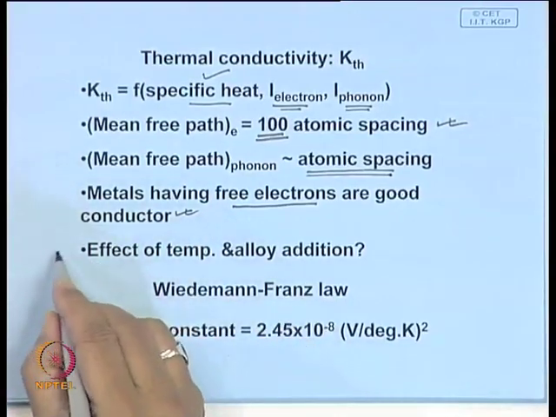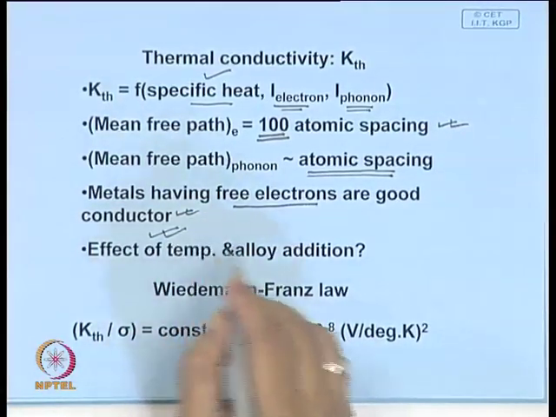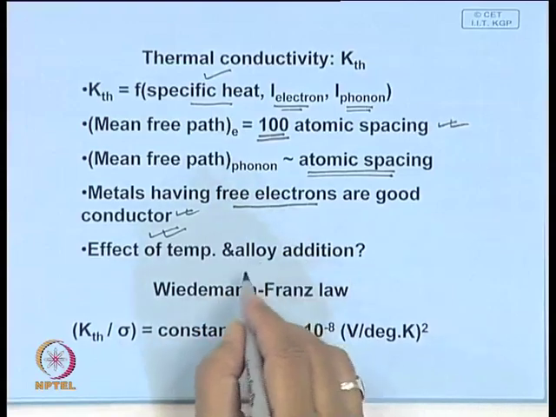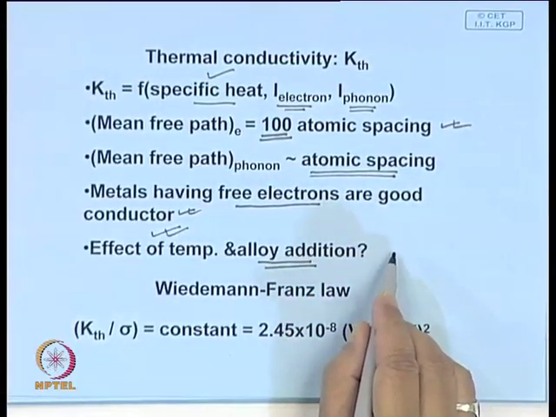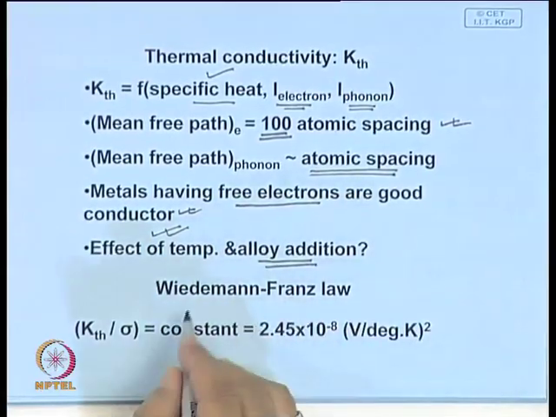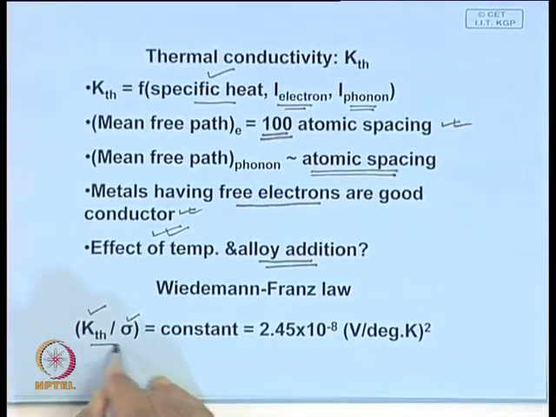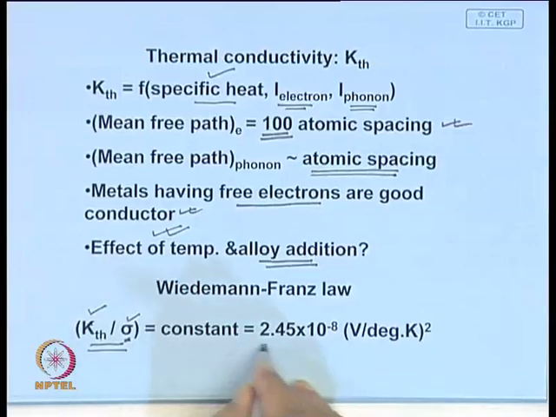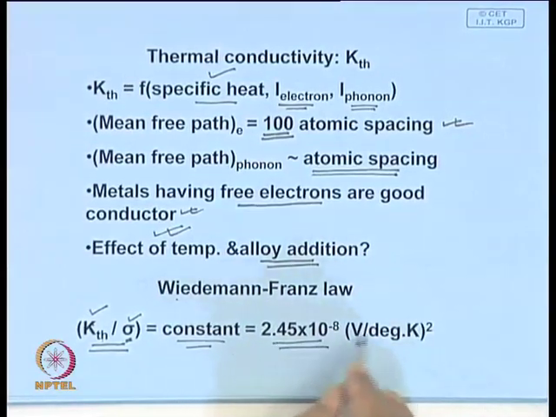Now, here also you can discuss in the same way what will be the effect of temperature. With increasing temperature, resistivity goes up, so thermal conductivity will go down. Similarly, alloy addition also will bring down thermal conductivity. Now, it will be interesting to see the relationship between thermal conductivity and electrical conductivity, because in both cases the electron is the charge carrier. In fact, if you look at the ratio of thermal conductivity and electrical conductivity for most metals, we will find that it is a constant, known as the Wiedemann-Franz constant, and this magnitude is given here.